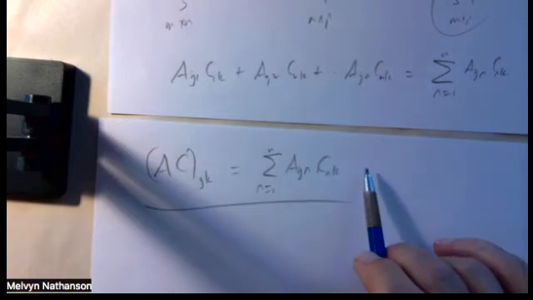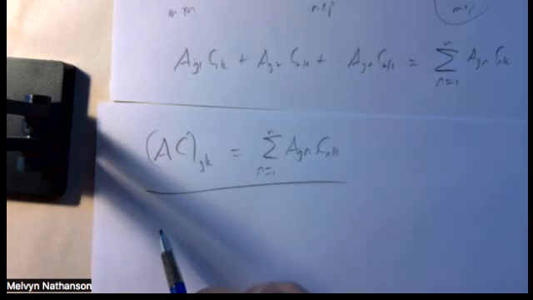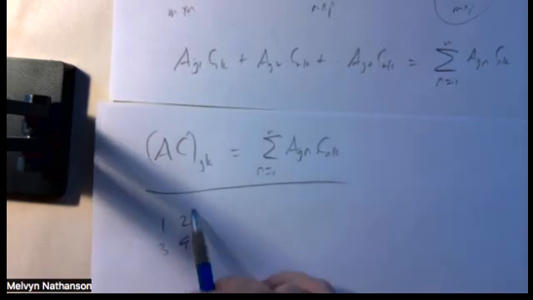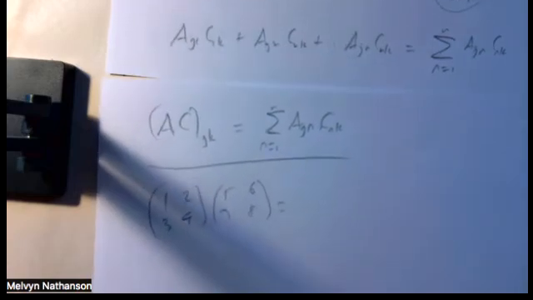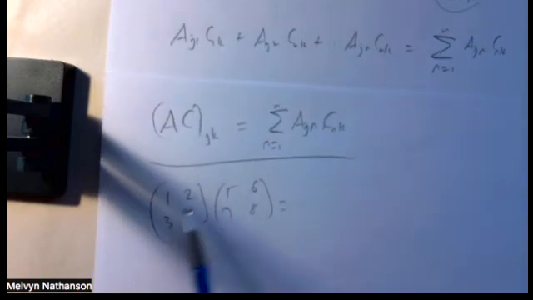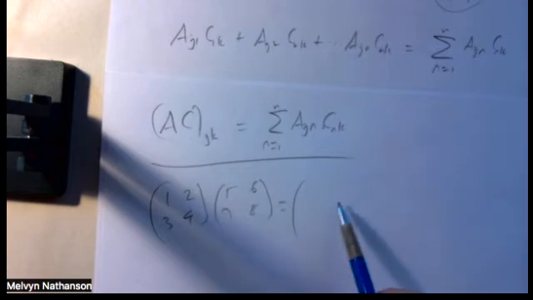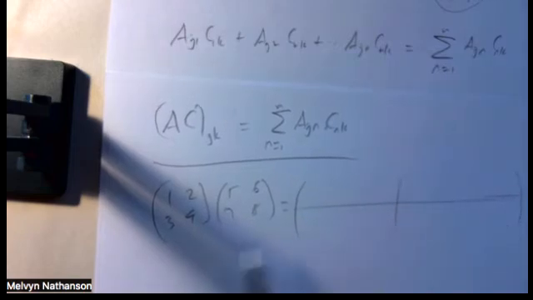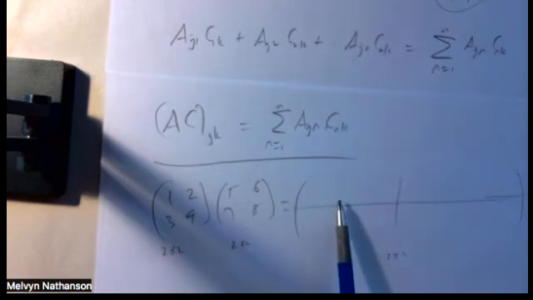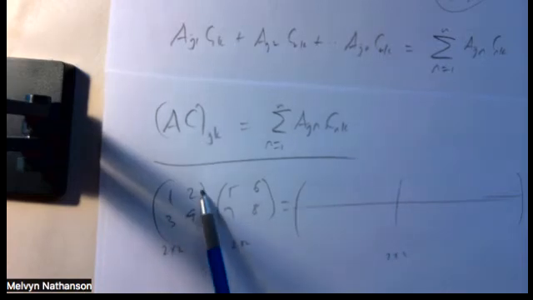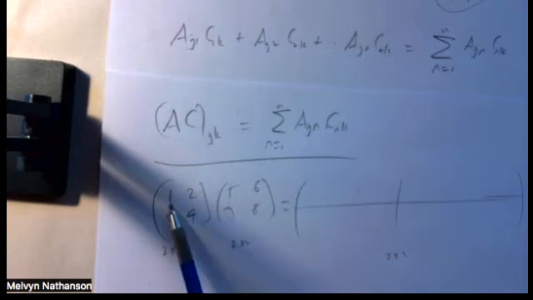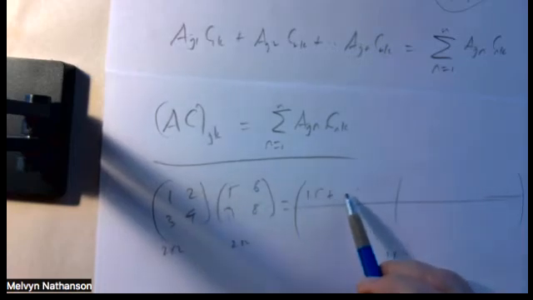So let me look at a couple of simple examples. Those I have 1, 2, 3, 4 times 5, 6, 7, 8. How do I multiply these two matrices? It's row into column. This is 2 by 2, and this is 2 by 2, and the product is going to be 2 by 2. And the first entry, the coordinate in the first row, first column, I take the first row times the first column. That's 1 times 5 plus 2 times 7.